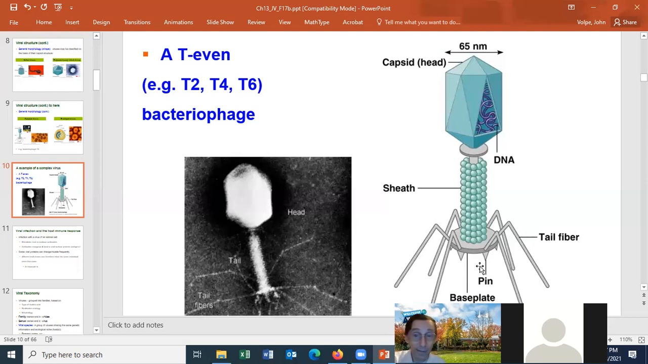Any questions about that? So this tail is a special structure to get through the cell wall of a bacteria cell.